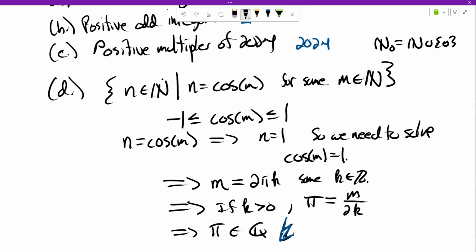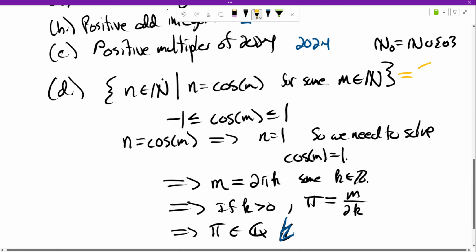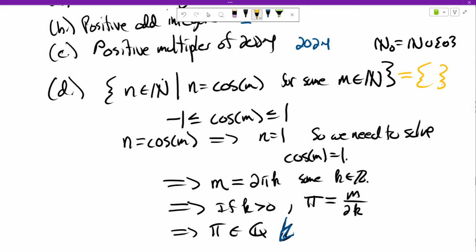So what this is telling us then is if we go back, we said, well, the only way we can have a natural number in this set is if that natural number is 1, because cosine is always between -1 and 1. But the natural number 1 doesn't work. We can never find an m that makes that true. So actually, if we go back up here, we've just concluded that this set is empty. So this set has no elements. In particular, it does not have a least element because it has no elements.